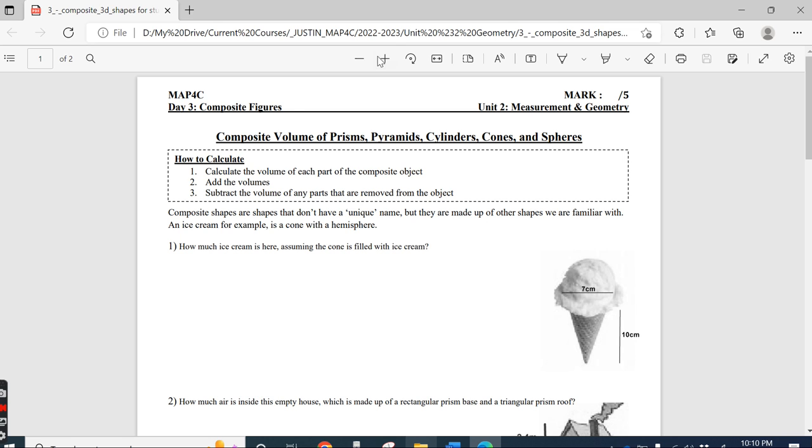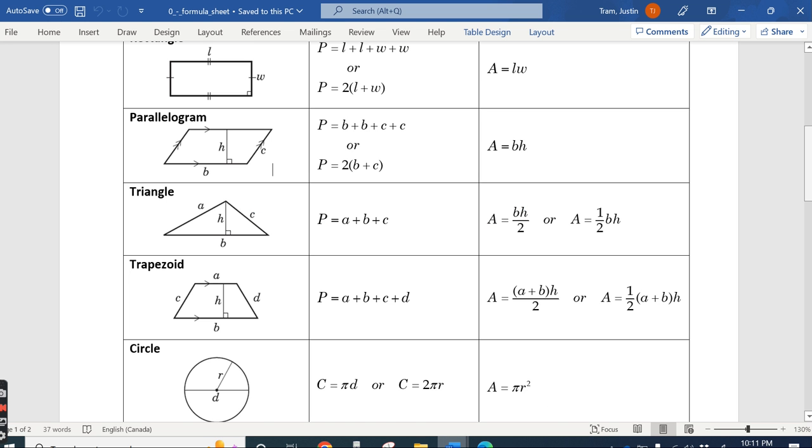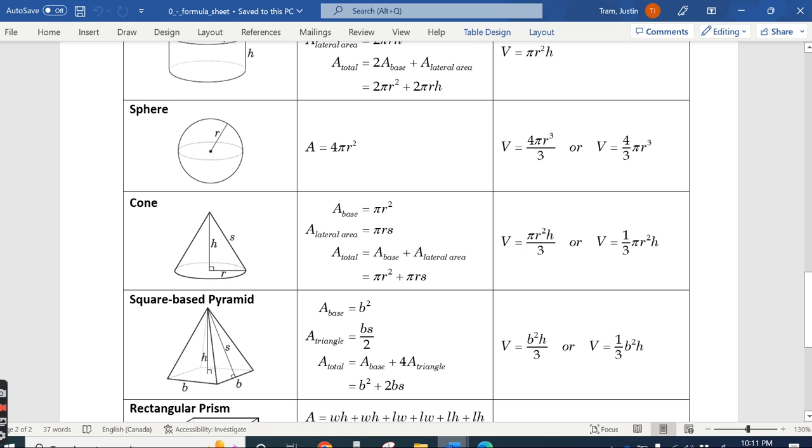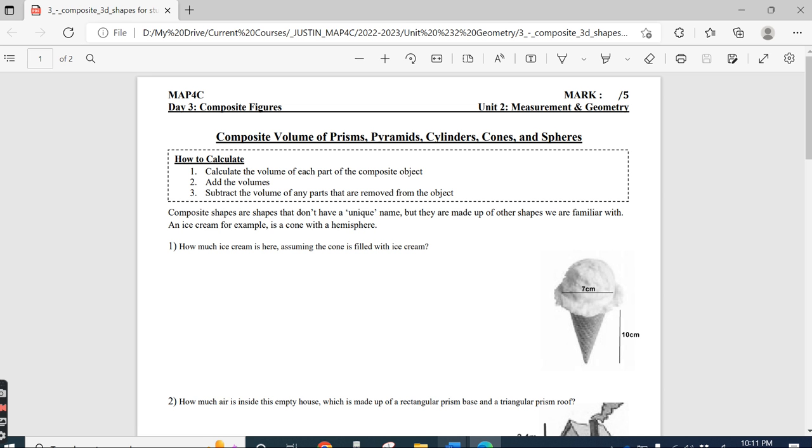Okay, so today our focus is looking at composite figures. So in other words, we're looking at 3D composite shapes. Okay, so you will need this formula sheet. So I would advise that you take it out unless you have some of these formulas memorized, but you're not expected to. So let's start.